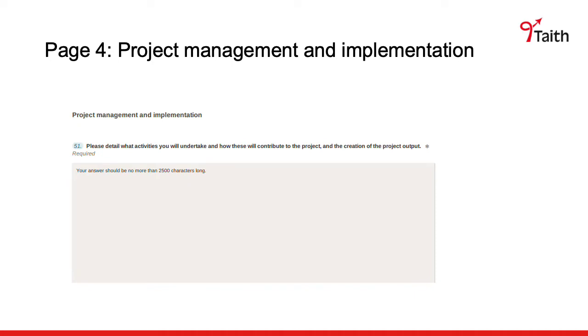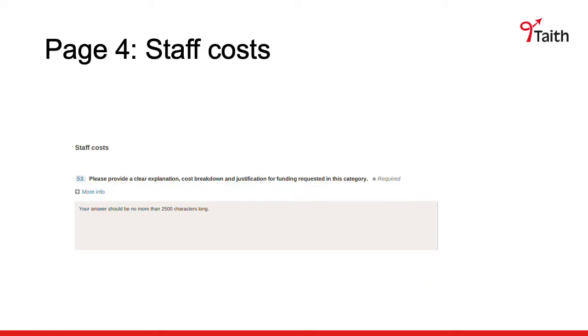The next category is project management and implementation. Here you need to provide detail of what activities you will undertake and how these will contribute to the project and the creation of the project output, as well as a cost breakdown. Next category is staff costs. Please provide a clear explanation, cost breakdown and justification for funding requested under this category.